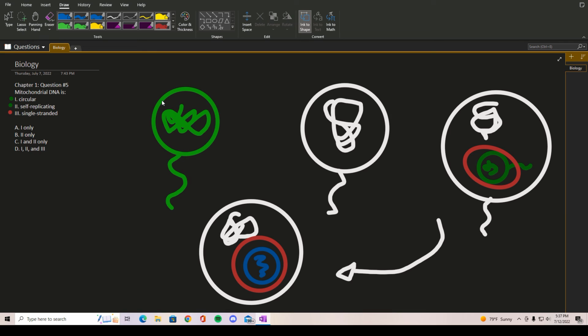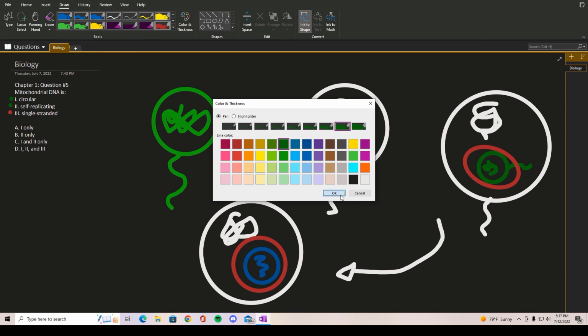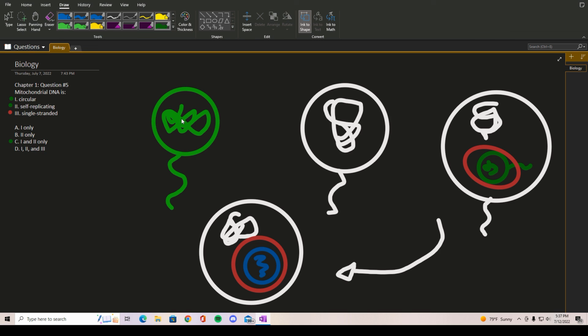But unless you see the question asking if DNA is single-stranded in a virus, it's probably going to be false unless we're talking about a virus. So number 3 is wrong. So that leaves us with our answer choice being C.